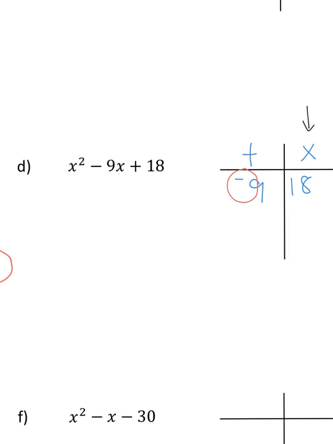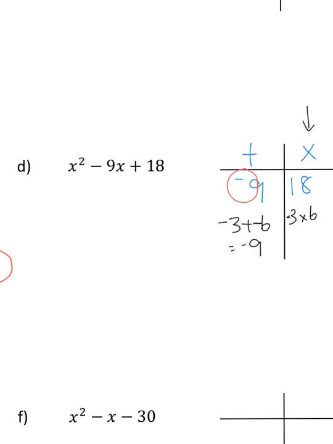So numbers that are going to add to negative 9. So definitely not 1 and 18, whether either of them are negative. 2 and 9, probably 3 and 6. So if I have 3 times 6, that gives 18, but I'm going to need probably a negative 3 and a negative 6 to get to negative 9.